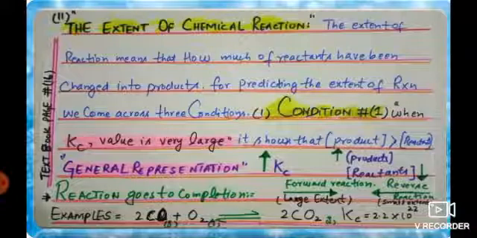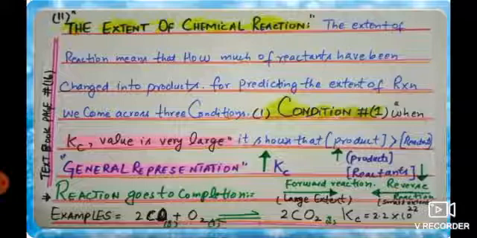We have discussed the direction of reaction we can determine from the Kc value. Here now we can also determine the extent of chemical reaction from the value of Kc. This is also one of the application importance or significance. So now the question arises, what is the meaning of extent of chemical reaction? The extent of a reaction means how much of the reactants have been changed into products. For example, for predicting the extent of reaction, we come across the 3 conditions.